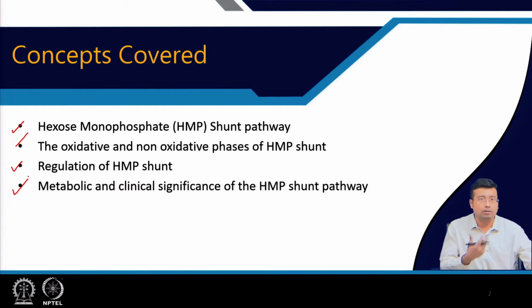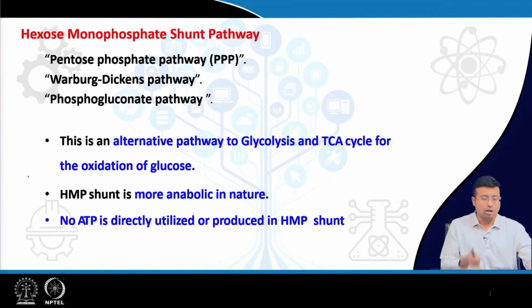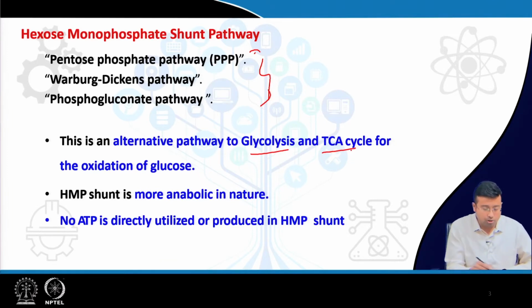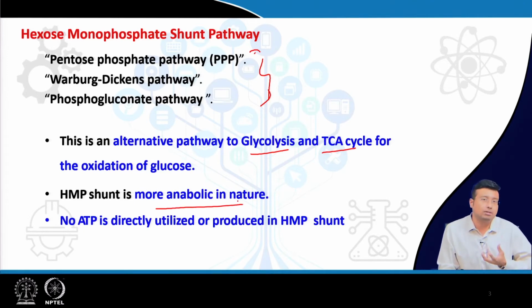Why is it so important for us? From the last class, you already remember this is known as the pentose phosphate pathway, Warburg pathway, or phosphogluconate pathway. It is an alternative pathway to glycolysis and the TCA cycle for oxidation of glucose. I also told you the HMP shunt is actually more anabolic in nature. Why is this important? Because you already discussed in the regulation of enzymes class that knowing whether a pathway is anabolic or catabolic helps us predict how it is regulated.